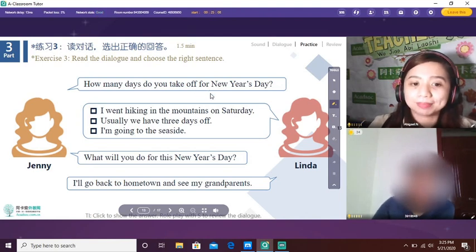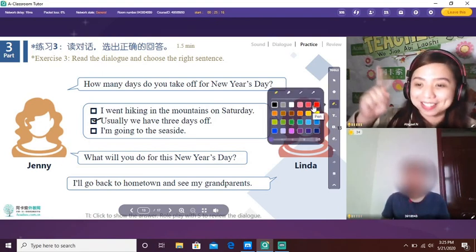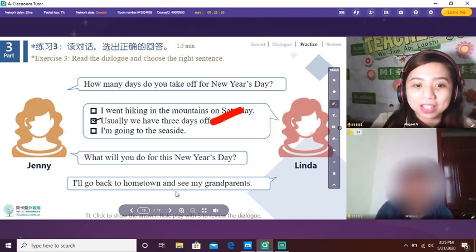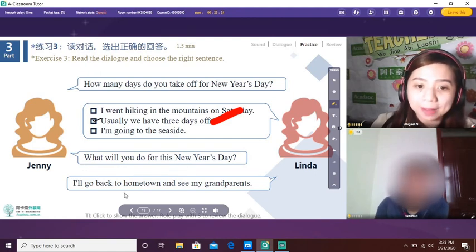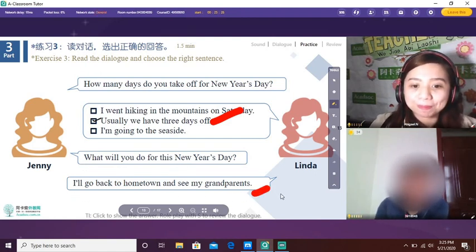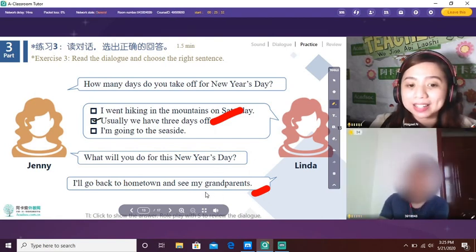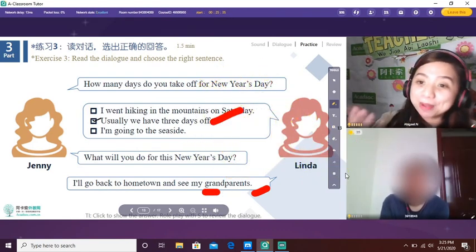Usually we have 3 days off. Okay, yes. Can you tick the box? Yeah, check. I see it. Okay, correct. What will you do for this New Year's Day? I'll go back to hometown and see my grandparents. Okay. Very good. How about you, Jin?